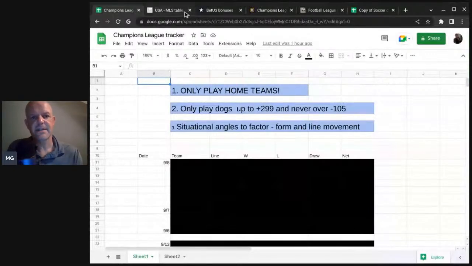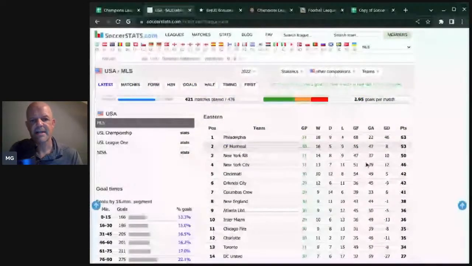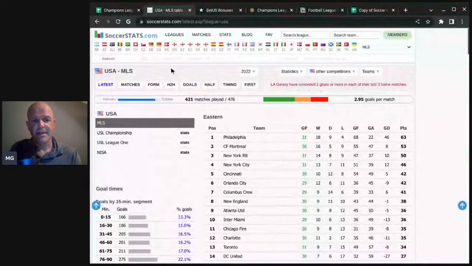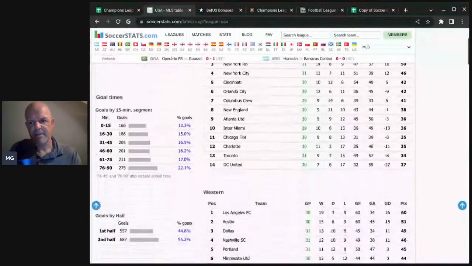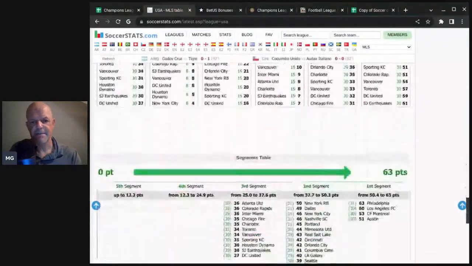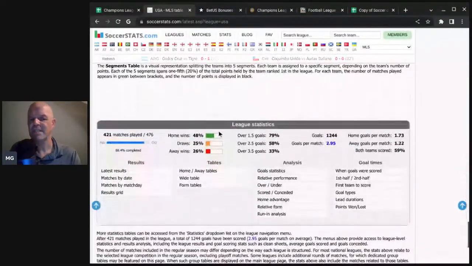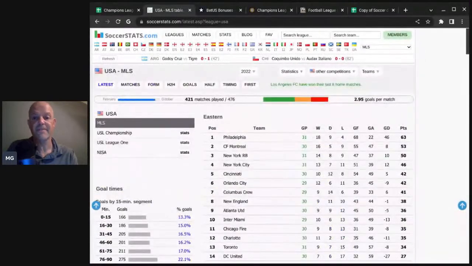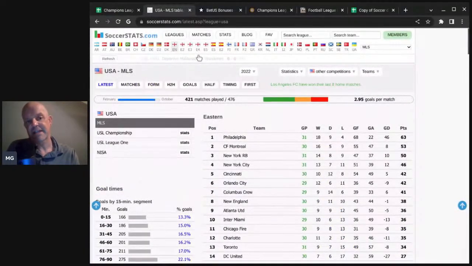Another good site to look at is called soccerstats.com. Just a very powerful resource. So this is from MLS, the soccer league here in the States. If we scroll down, you'll see the home team wins out of 421 games. That's a huge sample. The home team wins 48% of the time. Draws occur 25%. The away side wins 26%. There is a huge home field advantage in soccer. You say, well, that's in the United States.